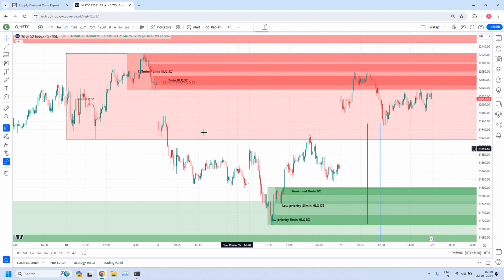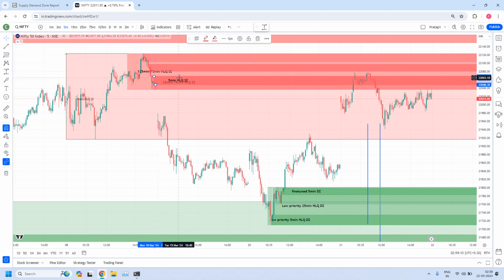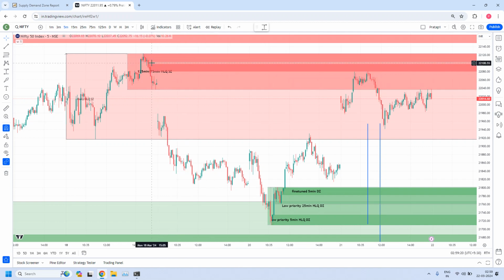Now let us look into the new levels, but before that let me delete the levels that have been violated today. This is the one. This is a 5 minutes high liquidity supply zone, inside a 15 minutes high liquidity supply zone. So this is completely gone. This is a 5 minutes high liquidity supply zone. Here also we have one 15 minutes high liquidity zone, and a 15 minutes supply zone here also. Not sure it is high liquidity, but this entire area is a 125 and 75 minutes high liquidity supply zone.